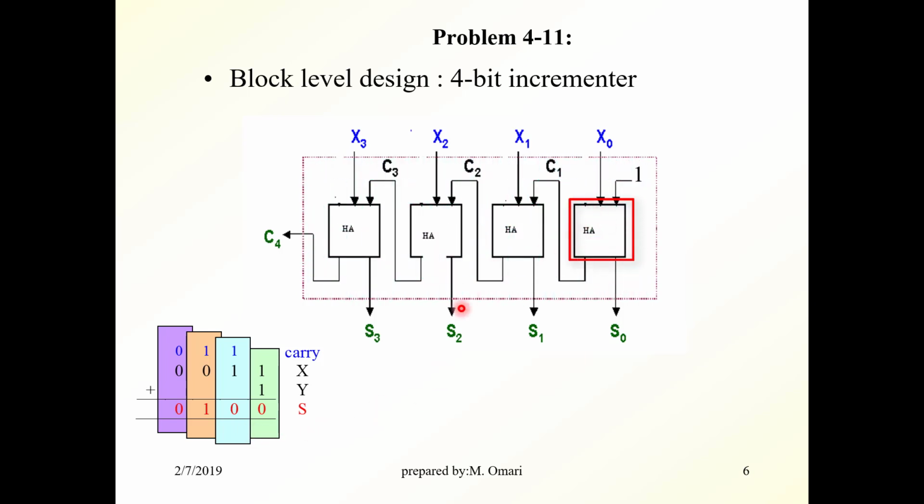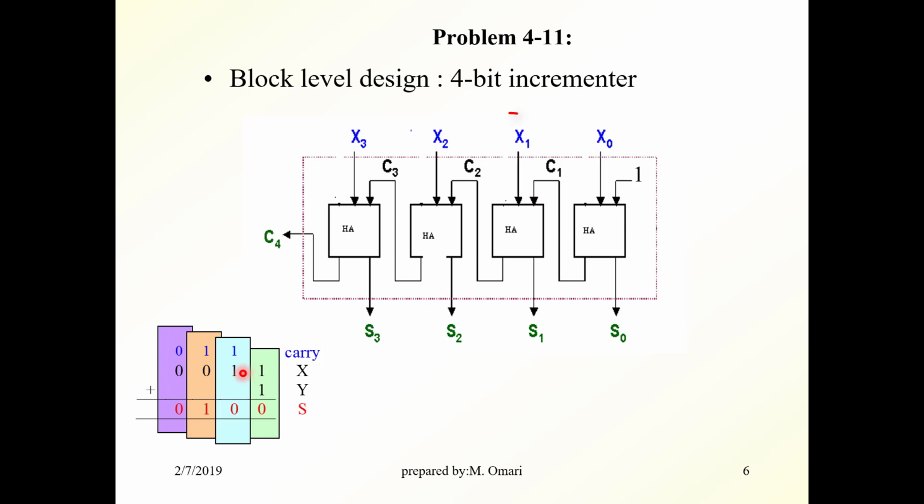The first half adder has an input which is Y, which is always equal to 1. This is 1. And the other input is X0, which is this one. Now we have a sum which is S0, okay? And the carry of this half adder is propagated to the second stage, to the second half adder here.